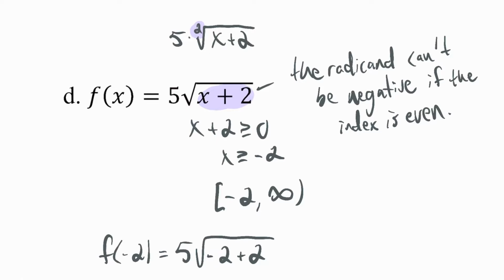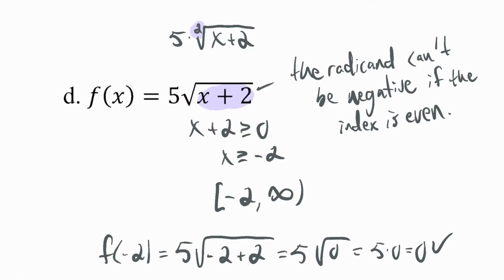But we have to resolve the radicand, simplify it first. And we get 5 times the square root of 0. And of course, the square root of 0 is 0. So 5 times 0 equals 0. So we get a result from this negative 2 input, meaning negative 2 is in the domain.